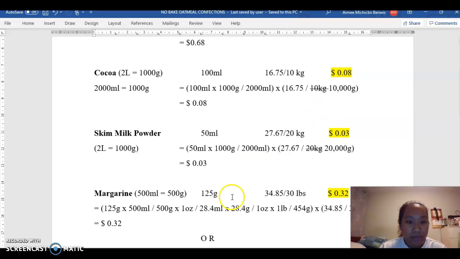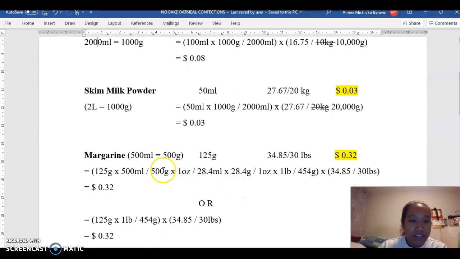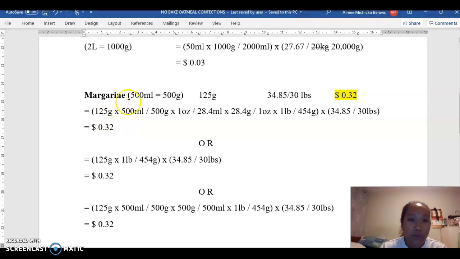Next ingredient is the margarine. We have to incorporate this again. We have here 120 grams. There are about three ways to do it, so I'm going to use this one, since we're using the measurement that's given. So 100 grams multiplied by 500 ml divided by 500 grams. If we cancel grams and grams, that leaves us ml.